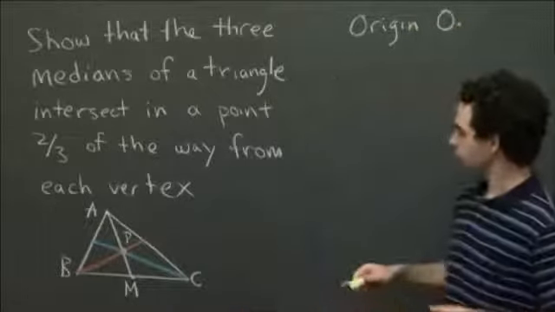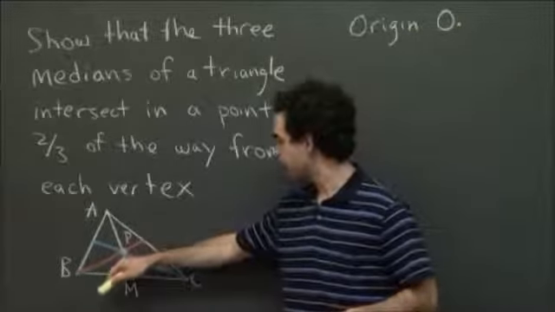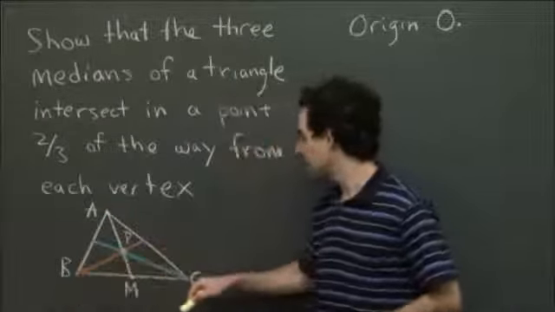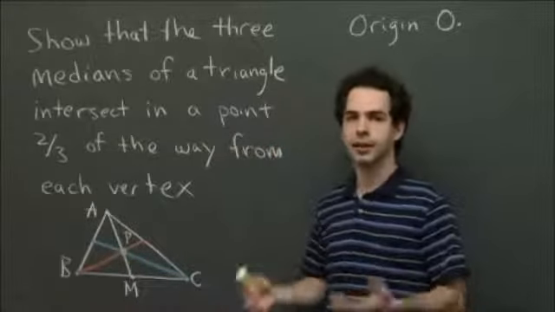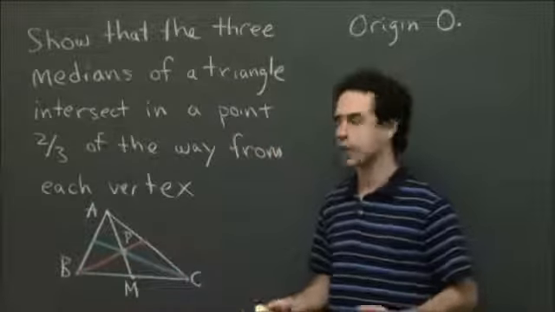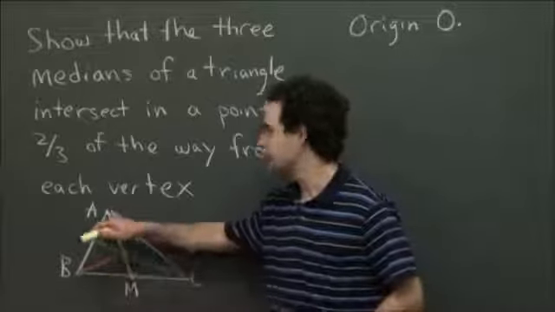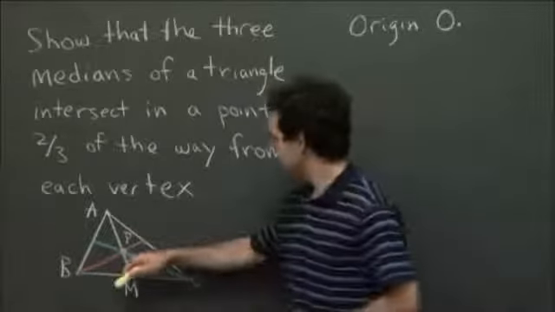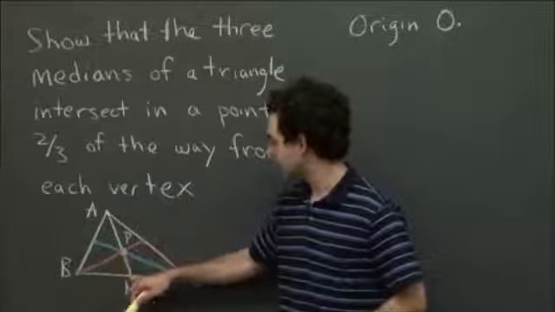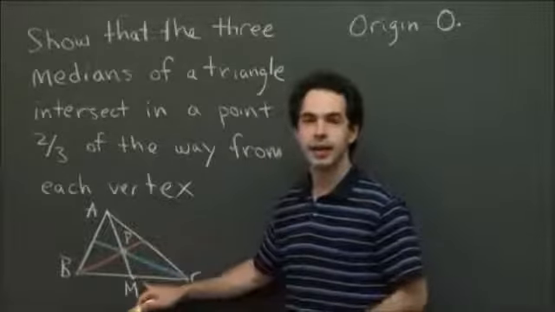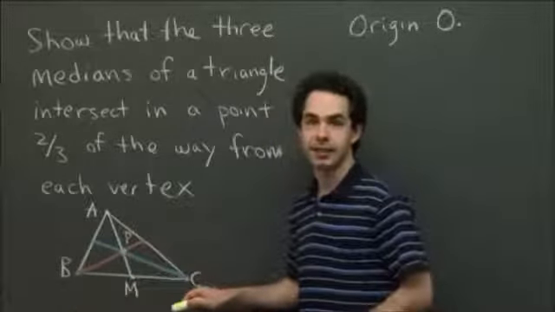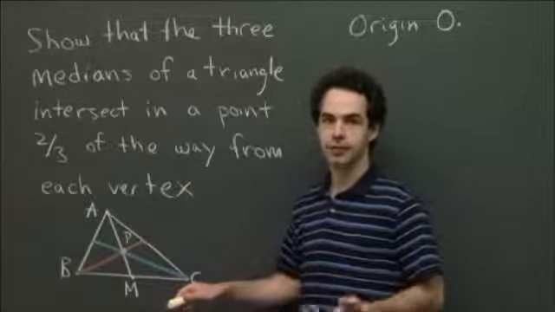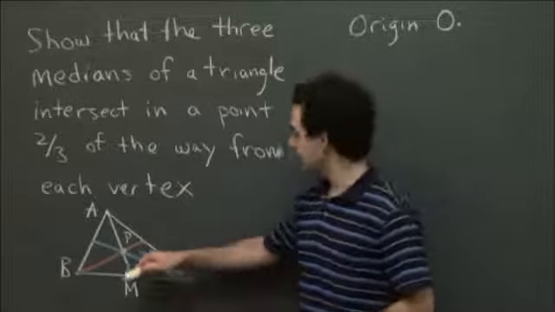Now I want to look at what the vector from O to P is in terms of the vectors connecting O to A, B, and C. Those are the vectors that determine the vertices of the triangle. So I want to relate the location of P to the locations of A, B, and C. In order to talk about where P is, I know how P is related to A and M, and I know how M is related to B and C. So let's first figure out what the position vector of M is in terms of the position vectors of A, B, and C, and then we can use that to figure out the position vector of P.